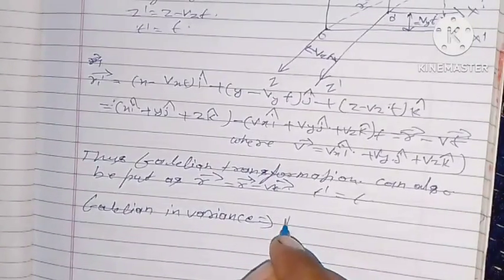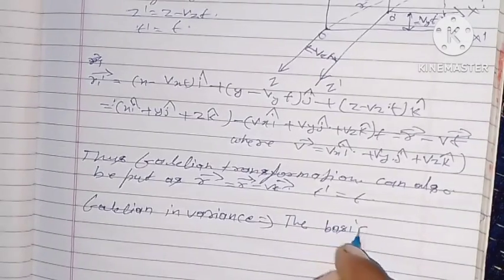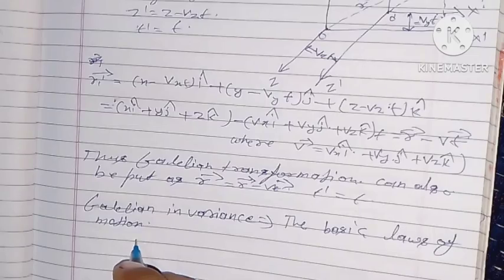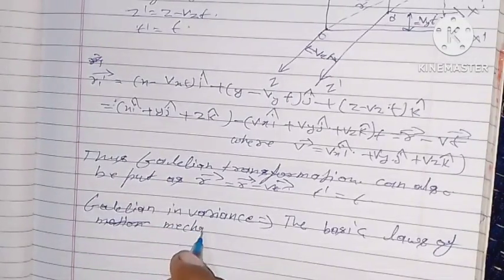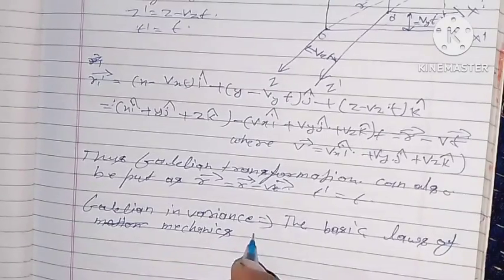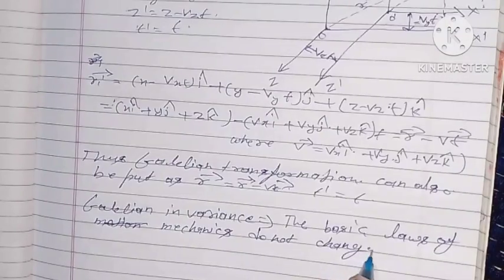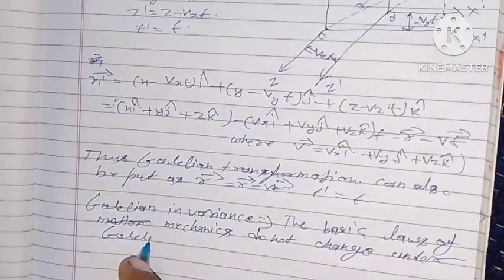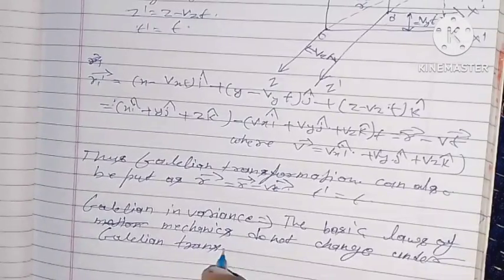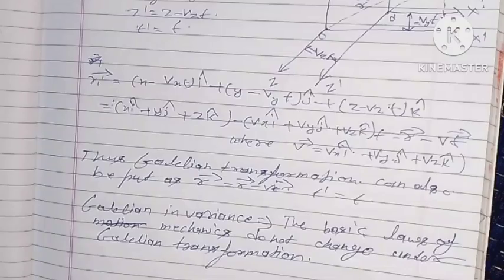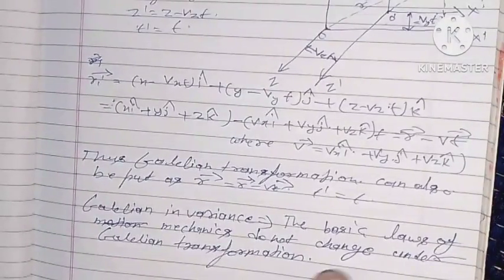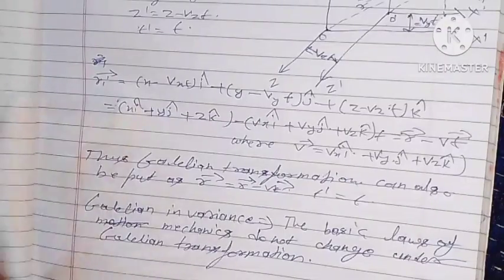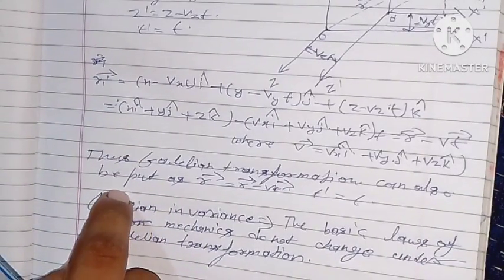It states that the basic laws of motion, the basic laws of mechanics do not change under Galilean transformation.